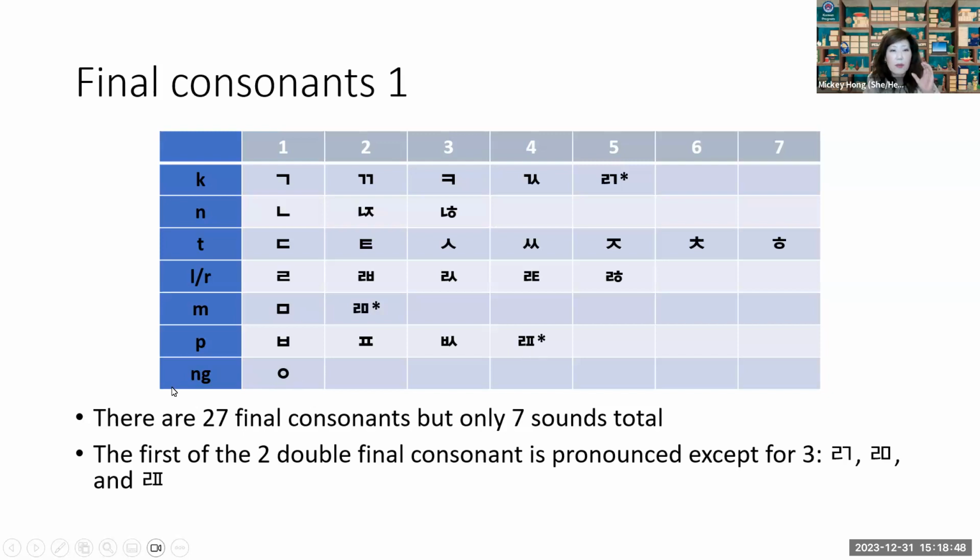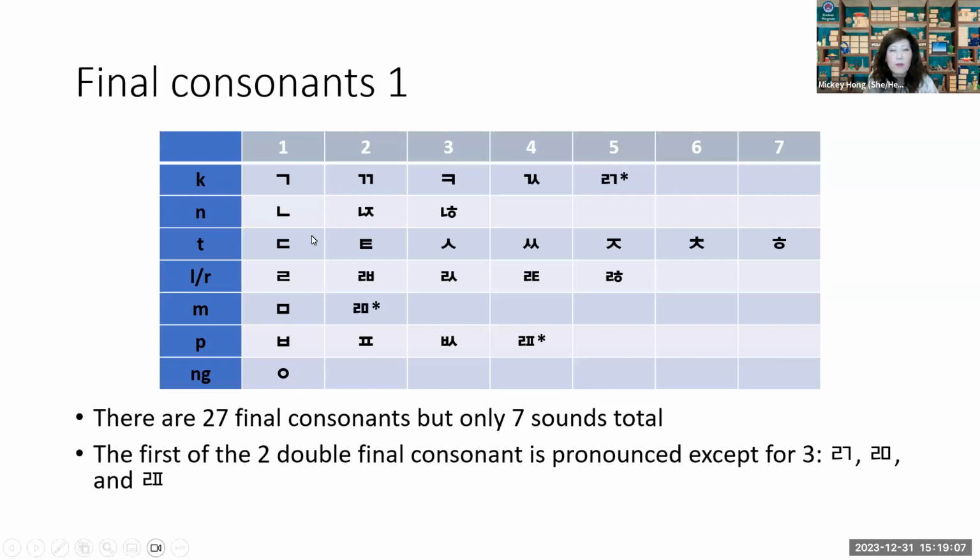And remember, the circle was no sound at all. It was just a placeholder in the initial position. But when it's a final consonant, when it's at the bottom of the syllable, then it makes an NG sound.